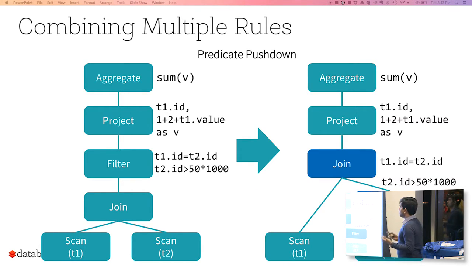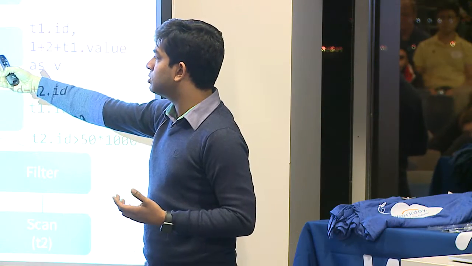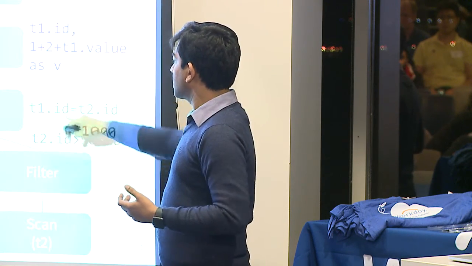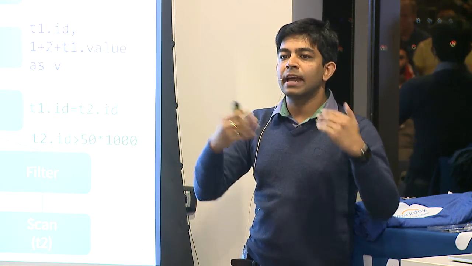So what this predicate pushdown transformation does is that it simply matches for all filter operators. It tries to figure out if it's trying to filter some column. For example, in this case, the filter operator was trying to figure out something like t2.id to be greater than 50,000. The output of the join does not actually affect that filter. So you can push that part of the filter just above the scan operator. Similarly, the condition t1.id equal to t2.id can actually be pushed inside the join.